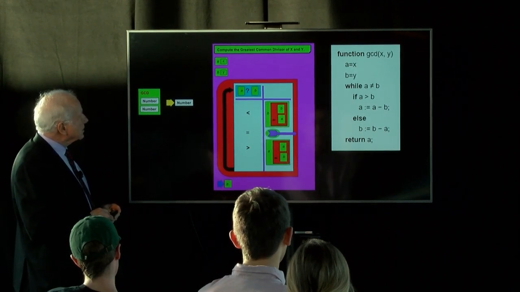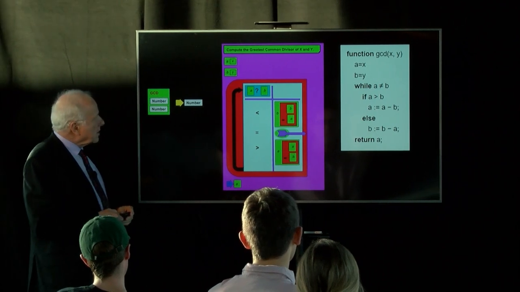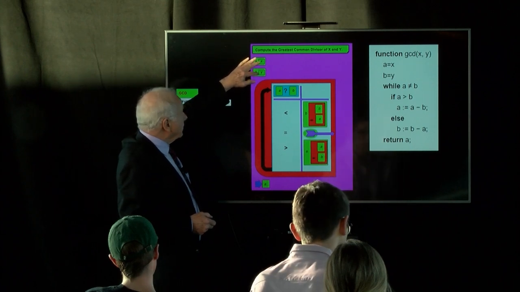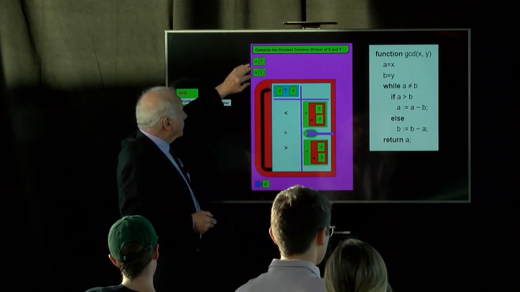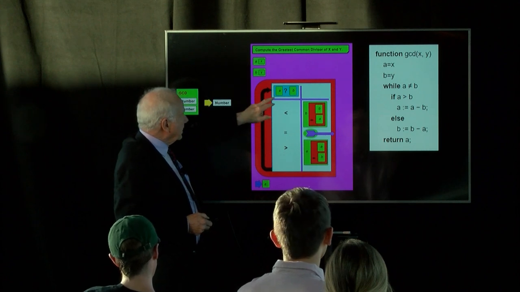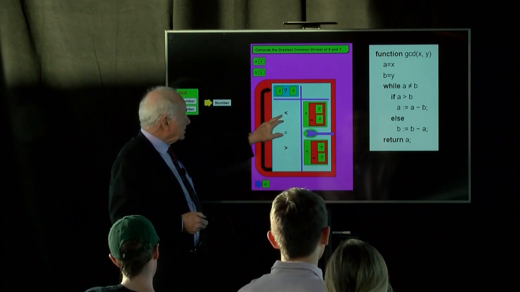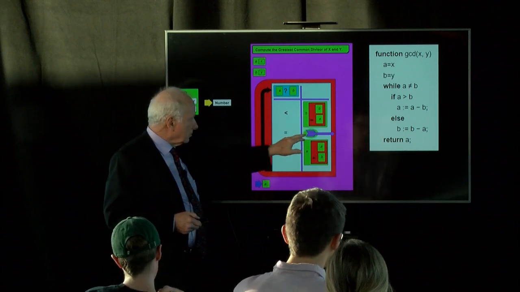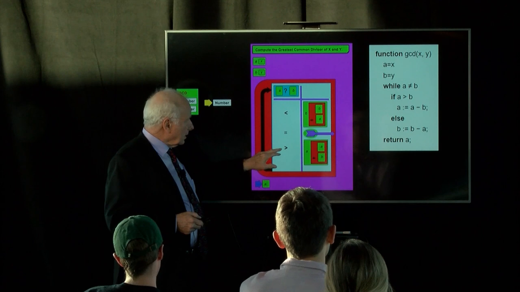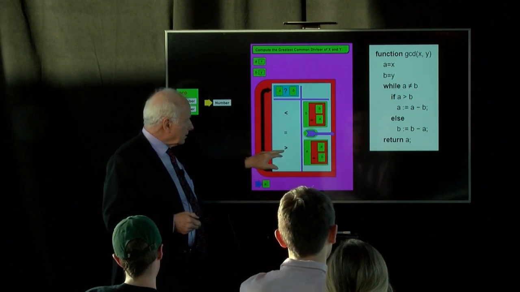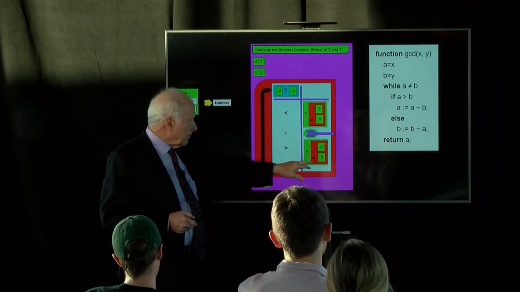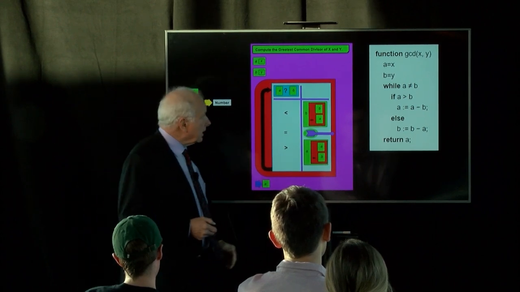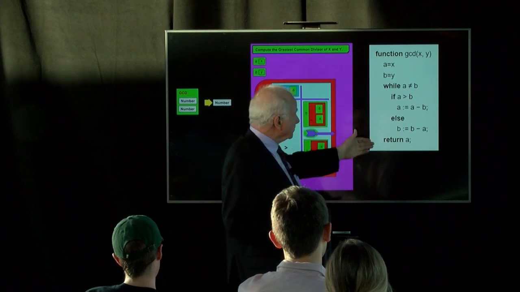And this is the greatest common divisor routine. We want to get the common divisor between x and y. Well, we make copies of those, and we compare a to b. If it's less than, we take b as b minus a. If it's equal, we're done. And if it's greater, then we take a minus b. And we return a. And this is the way it looks in a programming language.